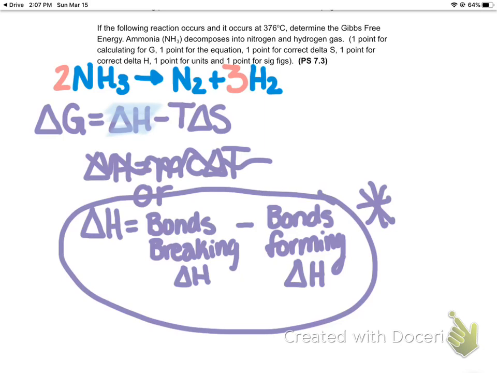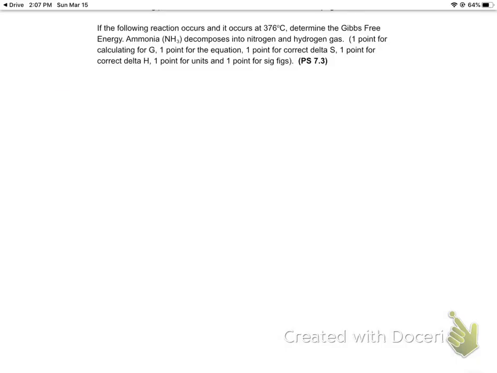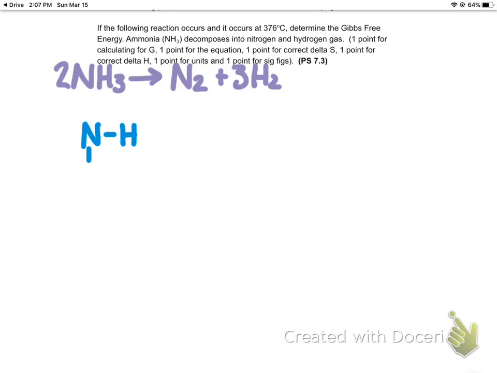Most of the time when you're doing a Gibbs free energy equation where entropy is involved, your delta H is going to be found through the breaking and forming of bonds. So let's look at what that's going to look like. Given my value, I then wrote out what my bonds are going to appear as. We've done ammonia a bunch. We should all be able to make this.